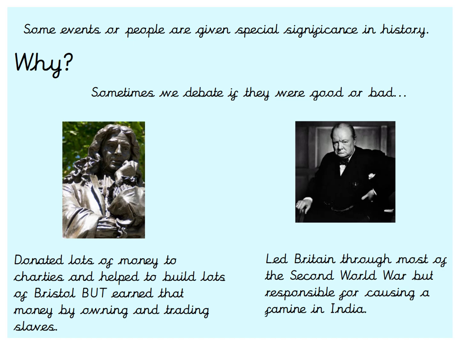And sometimes there's a bit of debate over whether they were good or bad. You obviously would have seen in the news over the past year about Edward Colston. That picture is of his statue that is now no longer on a plinth. He donated lots of money to charities in Bristol and helped to build lots of it, hence why the statue was built of him. However, he earned that money by owning and trading slaves.